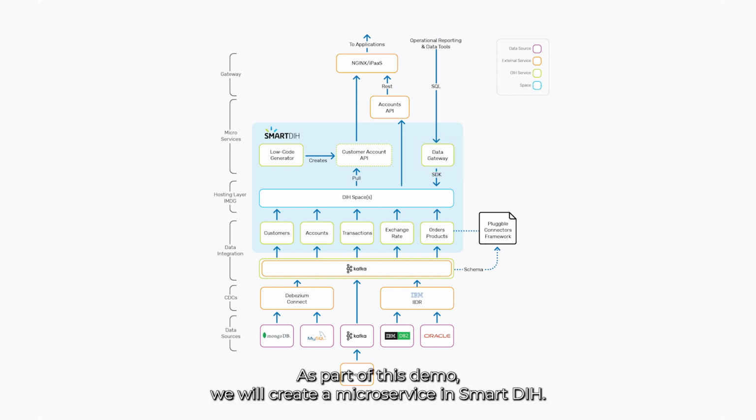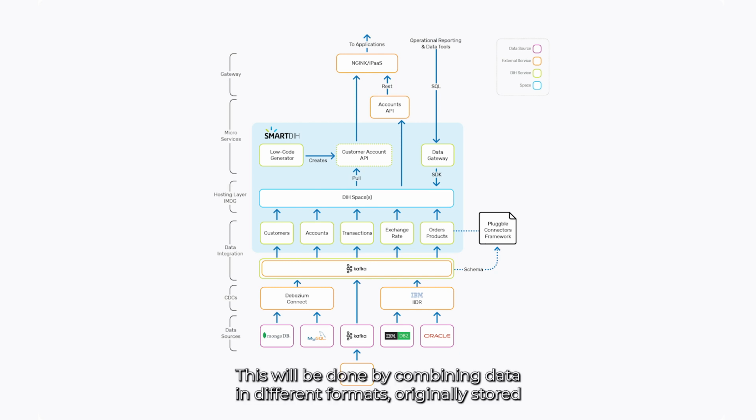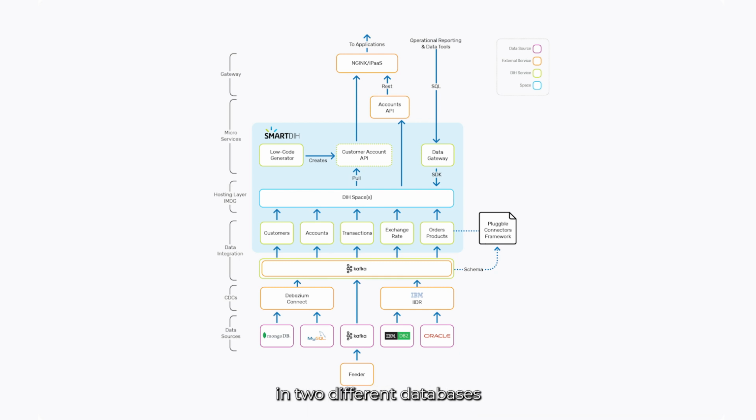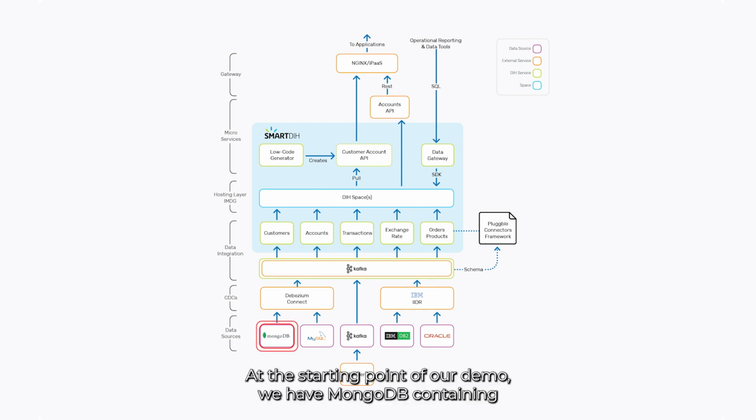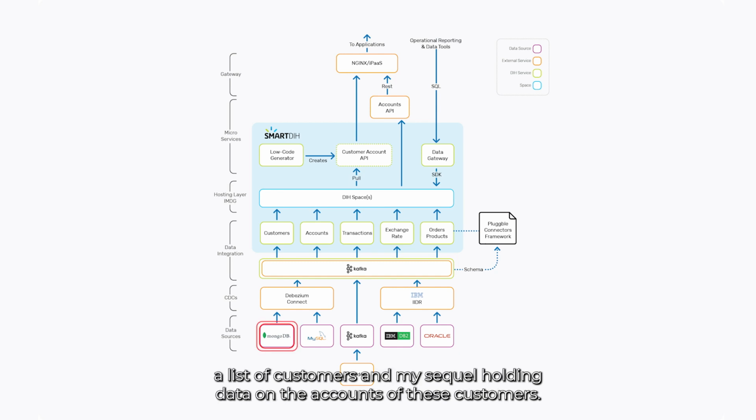As part of this demo, we will create a microservice in Smart DIH. This will be done by combining data in different formats, originally stored in 2 different databases, into a single result, which is then sent back to the microservice client. At the starting point of our demo, we have MongoDB containing a list of customers, and MySQL holding data on the accounts of these customers.